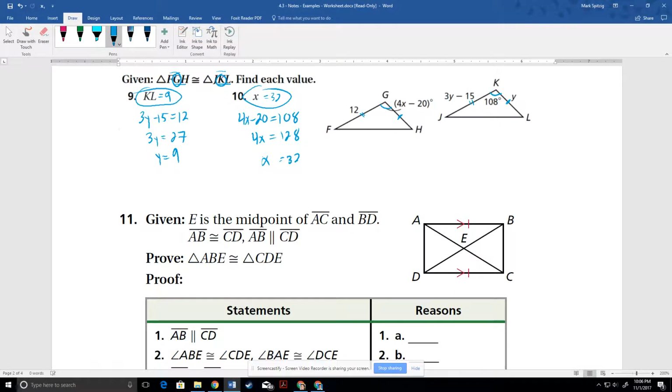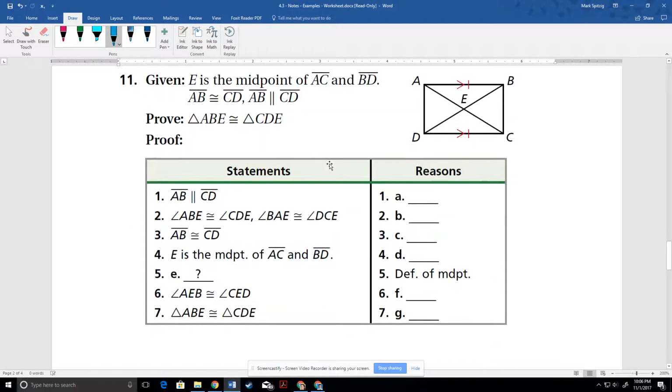Okay, pretty good. Let's do this proof now. All right, we have most of this filled out so we can look. This one, again, we have to remember our parallel lines, all that good stuff. We know that E is the midpoint of AC. Okay, so I'm just going to get an idea here. Which two triangles am I actually trying to prove congruent here?